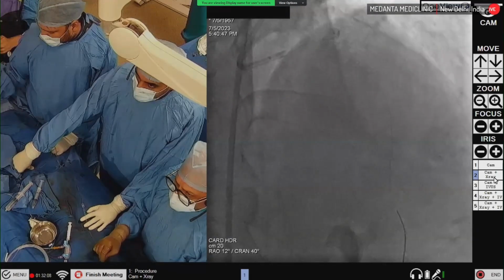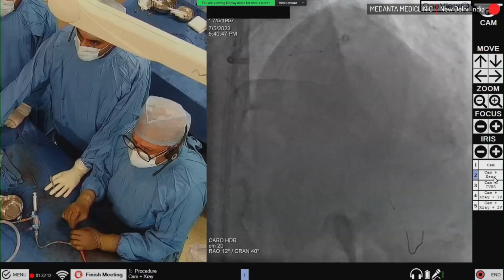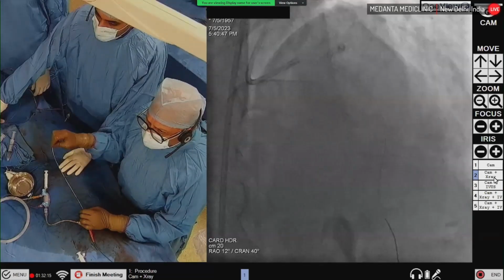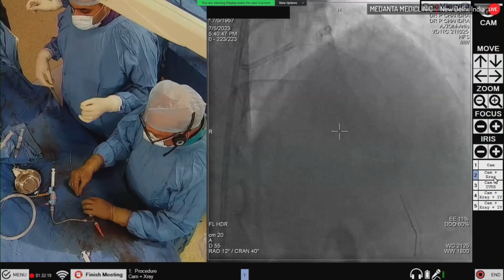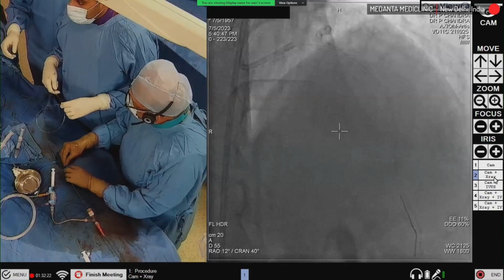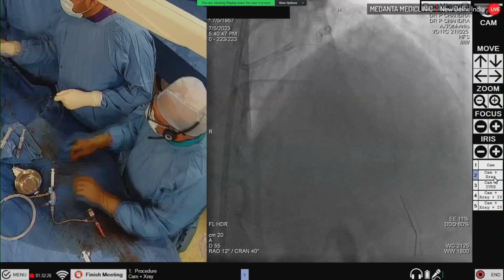Again, the same problem is happening, but we will see if we are able to handle this. No, it is not. Give me another NC 3.5. This balloon is not crossing, so I'll take another one. 3.5 NC.